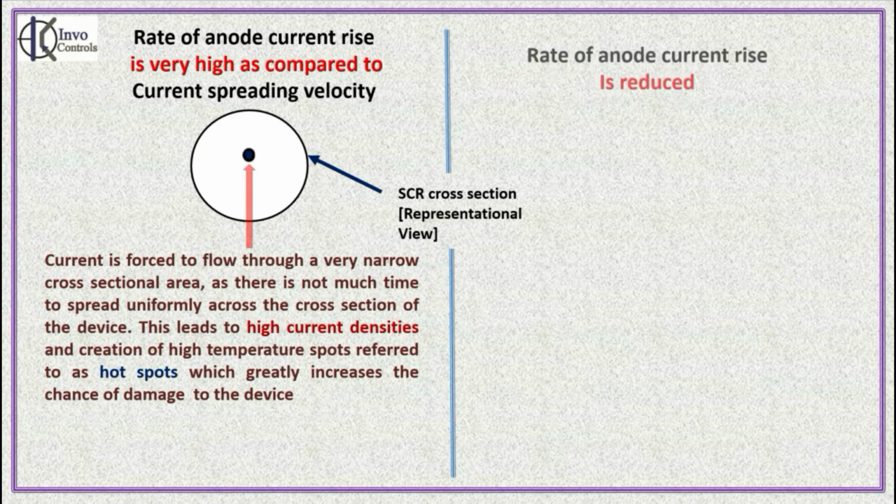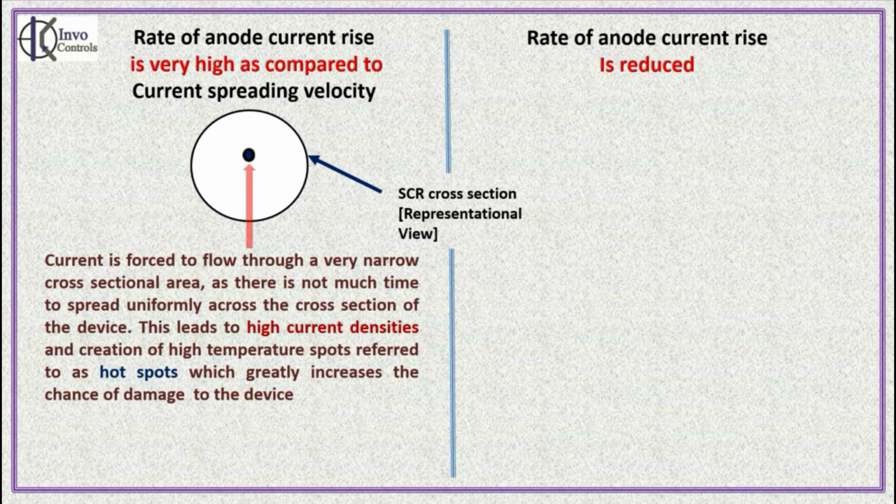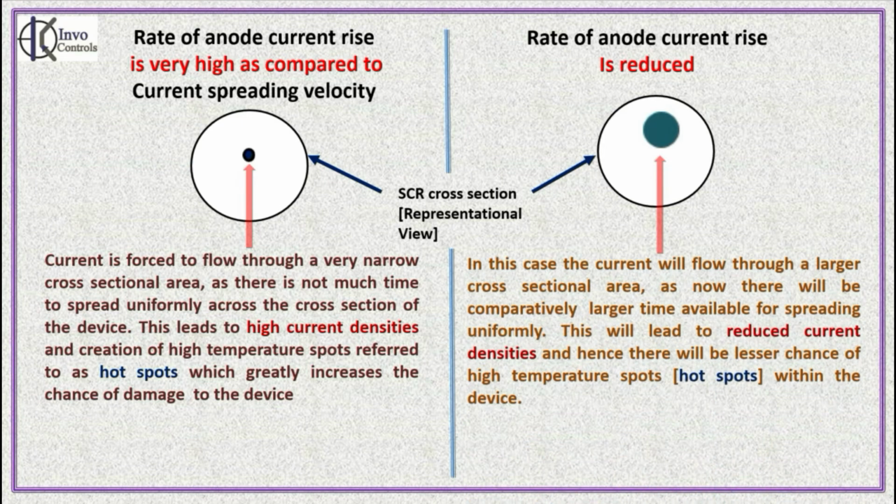On the other hand, if the rate of rise of anode current is reduced, there will be comparatively more time for the anode current to spread uniformly over a larger cross sectional area. This will lead to reduced current densities and hence lesser chance of localized hotspot creation. The device will therefore not be damaged.